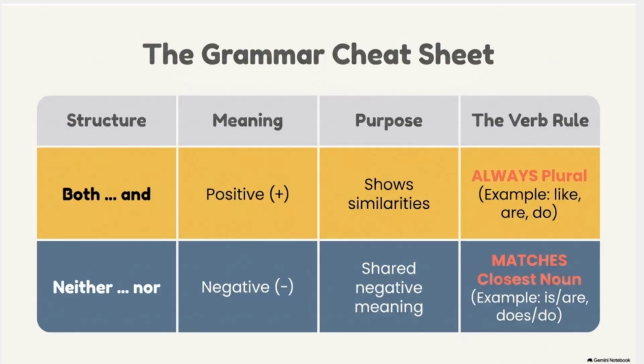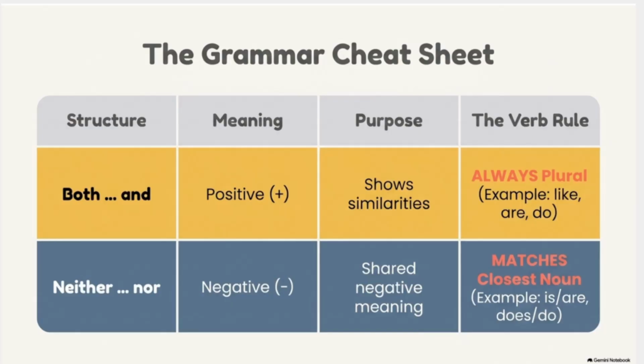Now let's look at neither nor. It has a negative meaning. We use it when two people or things do not have the same situation. For example, neither Sarah nor Ali is a teacher. And here is the important verb rule. With neither nor, the verb normally matches the closest subject.